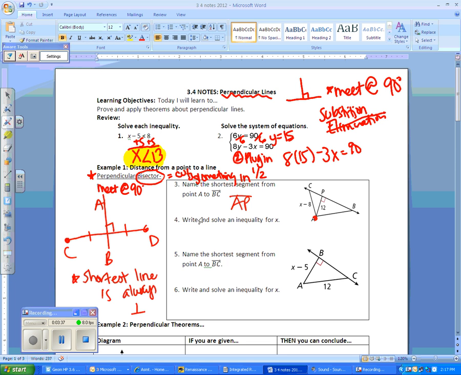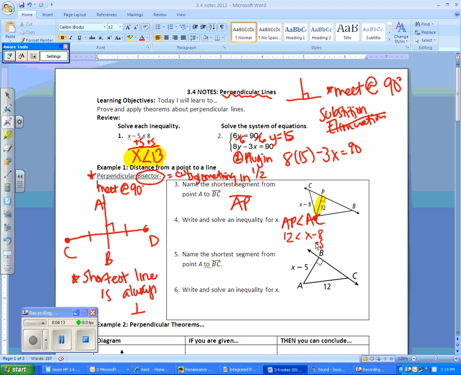Okay, and that's going to help us for number 4, where it says write and solve an inequality for x. Okay, so we need to solve for x. Well, we already said that this is the shortest line. So that means that AP is shorter or less than AC. So since we know something about those lines, we can plug in. So I know AP is 12 long, and I know AC is x minus 8. It wouldn't help us to talk about these other lines, because they didn't tell us anything about it. Now all we have to do is solve, much like we did up here for number 1.